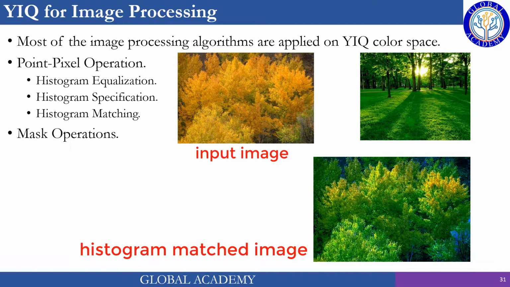Here's the one application. We have an input image, which is quite yellowish in color, and then another image, and we would like to match the histogram of this image with this image. So the best way would be to convert both images to YIQ format and match the Y component of this image with the Y component of this image, and then reconvert it to RGB just to display the image. You will get this result.